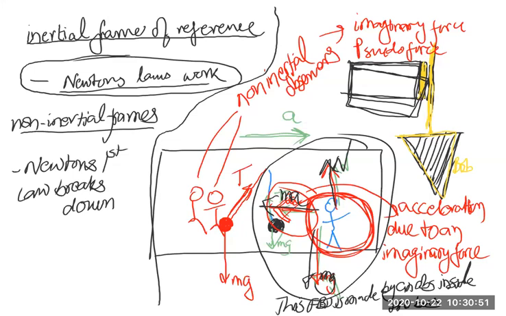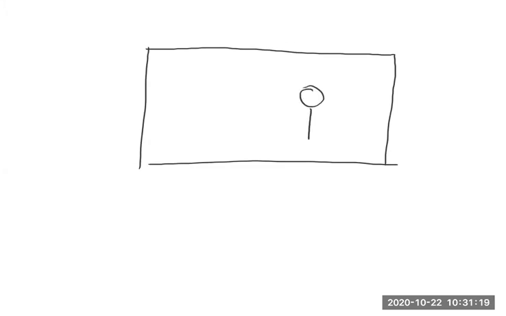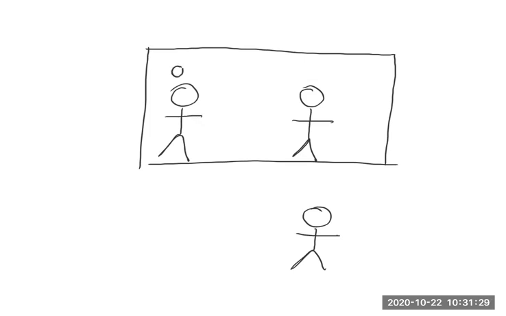What about the observer outside the bus? What will he see? If an observer is outside the bus, what will he see? Here is our bus. This is the guy inside the bus. This is the observer outside the bus. This is the observer inside the bus. Observer 1, observer 2, and this is the system.